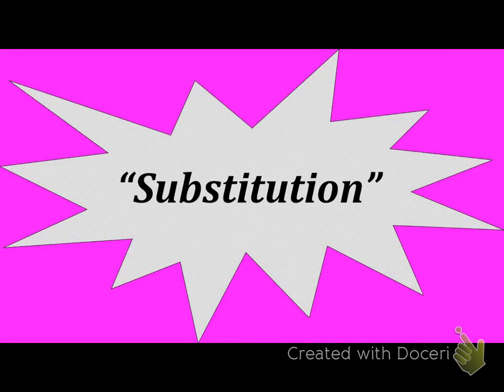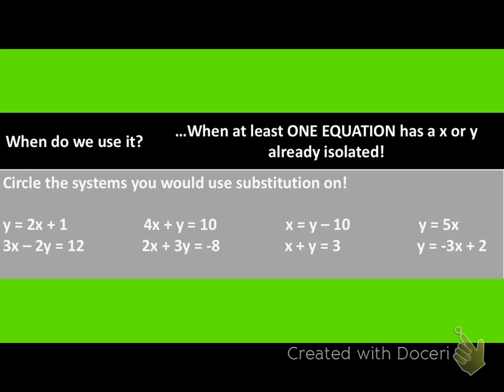It's called substitution. If you think about what substitute means, it means to take out something and put something else in, or to replace. And that is because that's what we're going to do in this process. So when would we use substitution? We use substitution when at least one equation has an x or y already isolated. What does that word mean, isolated? It means by itself.